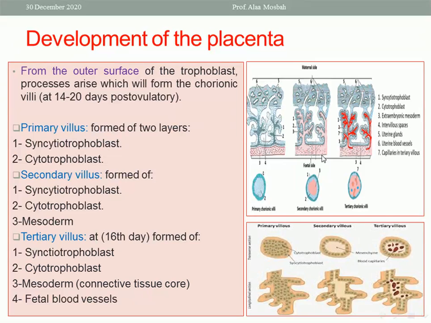Later on, with time, blood vessels invade the mesoderm, as you see in the picture, this red one. So it becomes the tertiary villi. The tertiary villi. So we have primary villi, secondary villi, tertiary villi. And you know the difference between them now.